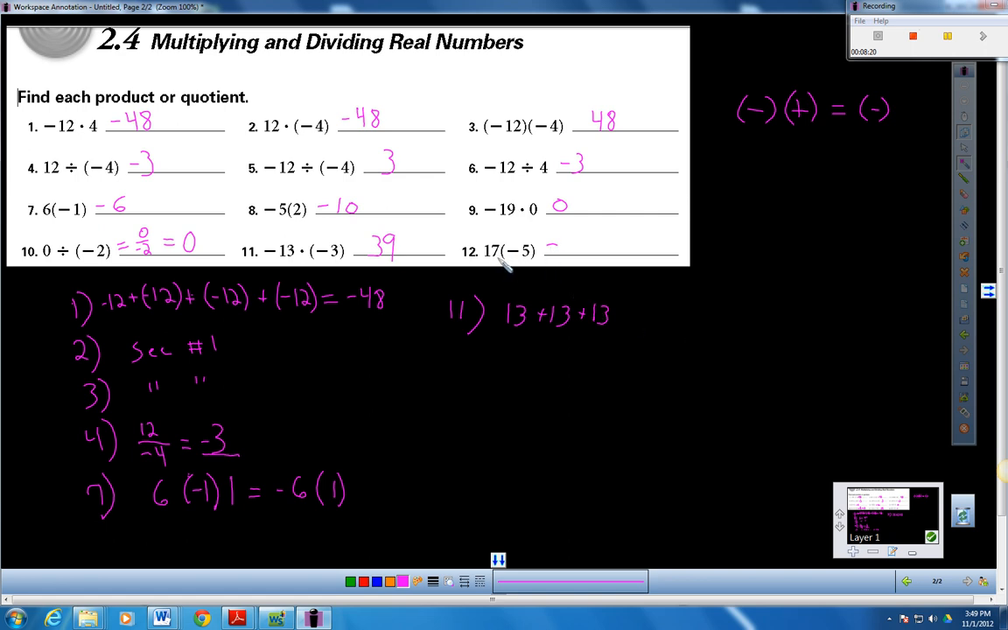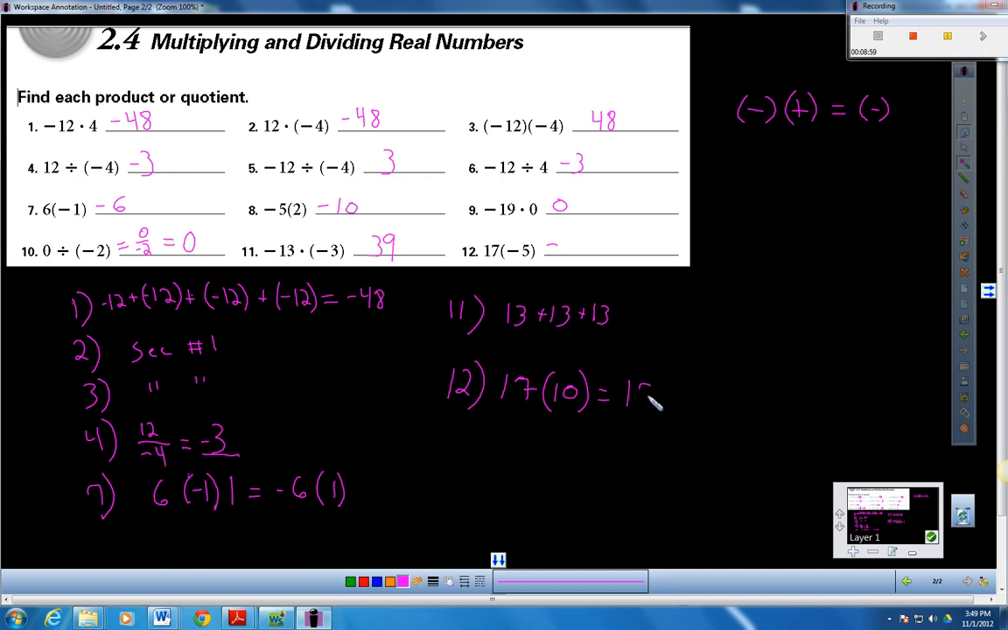Then I know negative 17 times negative 5. This one might be a little tougher for you. You might need to kick it old school. If you do need to kick it old school, that's okay. I'm going to show you a trick, though, so you don't have to multiply it old school. I know what 17 times 10 is. You should know what 17 times 10 is.